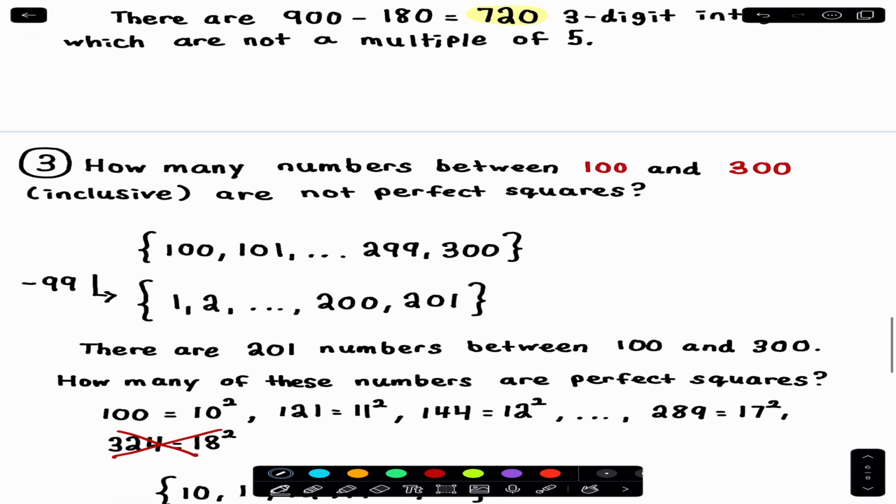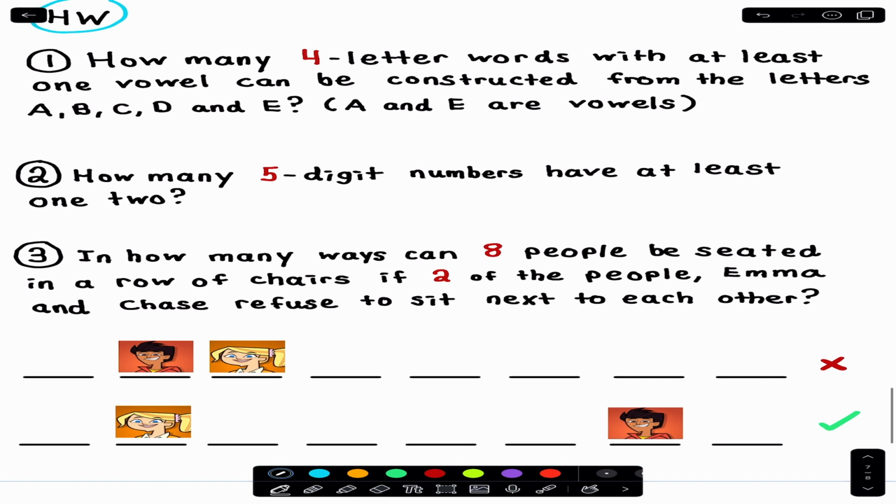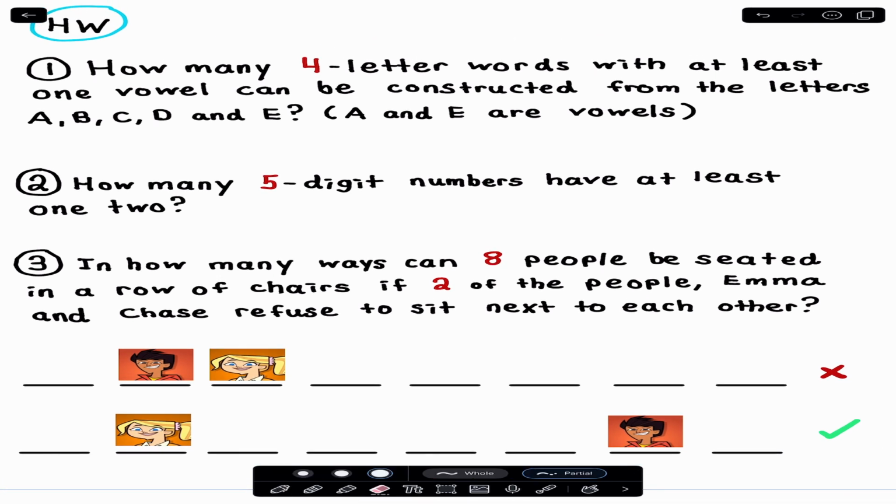Great. Now that the in-class questions are done, you have homework. So we have 3 questions. So all of these questions can be solved with complementary counting. So I'm not going to answer them right now. Obviously, that will be in the solution document, but we can go over them very briefly. Question number 1 asks, how many 4-letter words with at least one vowel can be constructed from the first 5 letters of the alphabet?